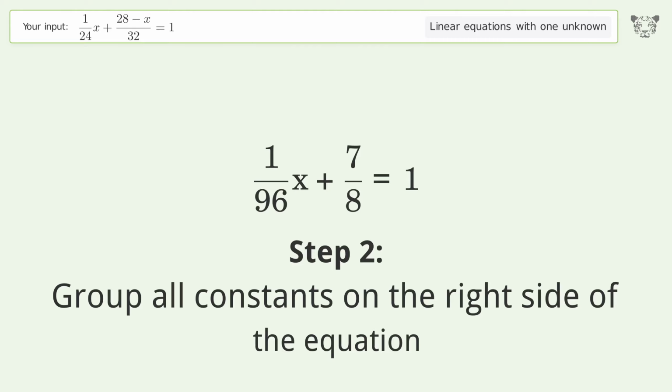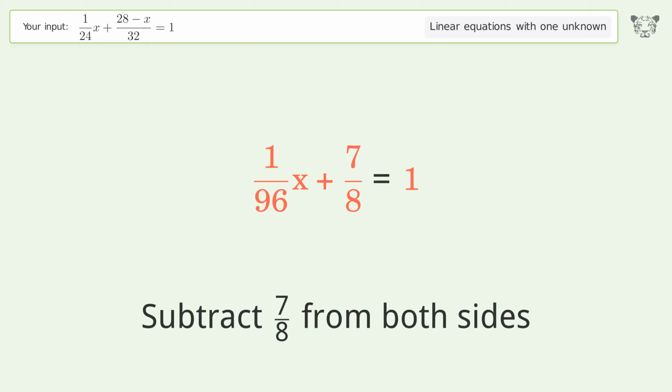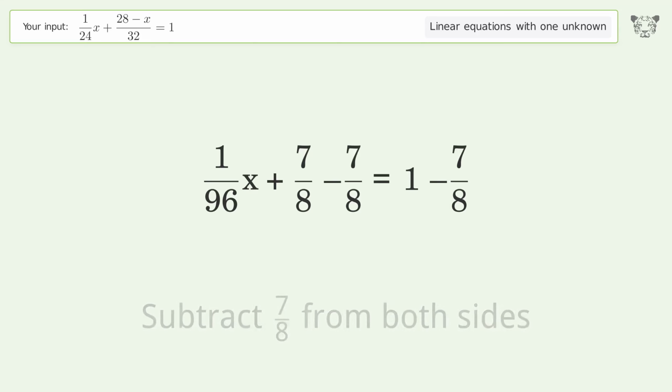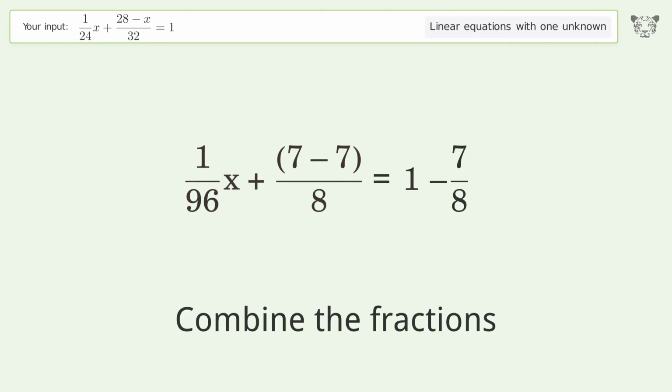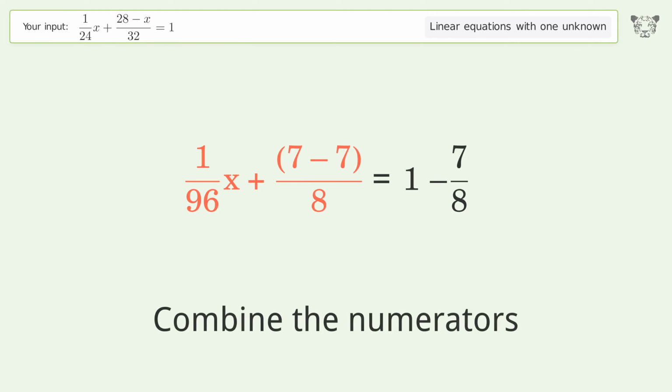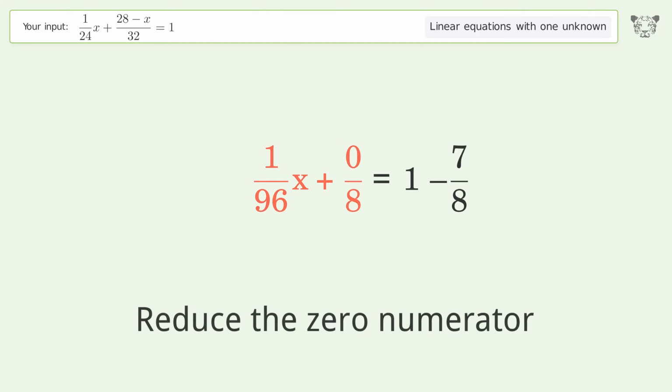Group all constants on the right side of the equation. Subtract 7/8 from both sides. Combine the fractions. Combine the numerators. Reduce the zero numerator.